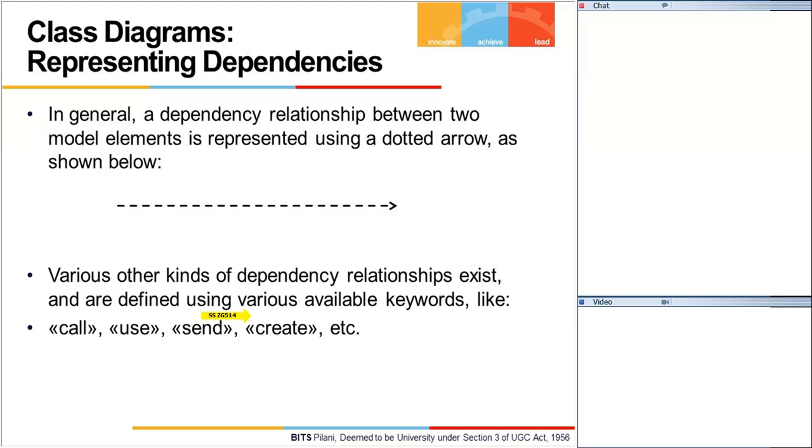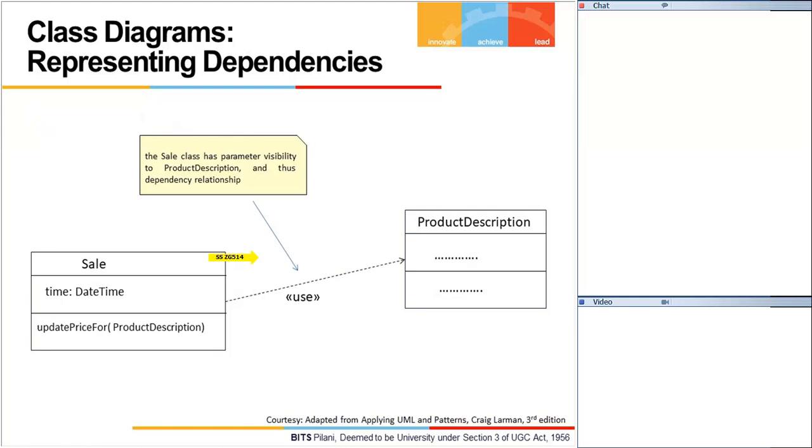I have one example, which is for the snakes and ladders case study. I will take that up after 2 or 3 more slides, and then I think it will be more clear what I want to explain. Okay, let's move ahead. So this is one example of a dependency relationship. I'll just take you through 2-3 examples of dependency relationship plus a few more notations. My class Sale has an operation updatePriceFor, which has a parameter of type ProductDescription, and my ProductDescription is another class.